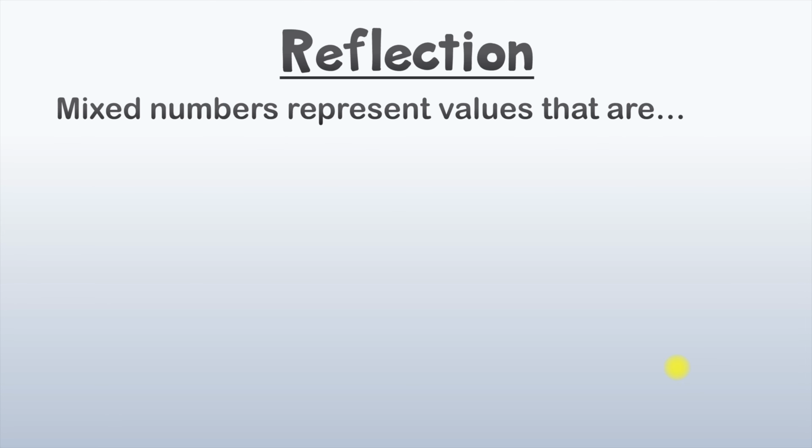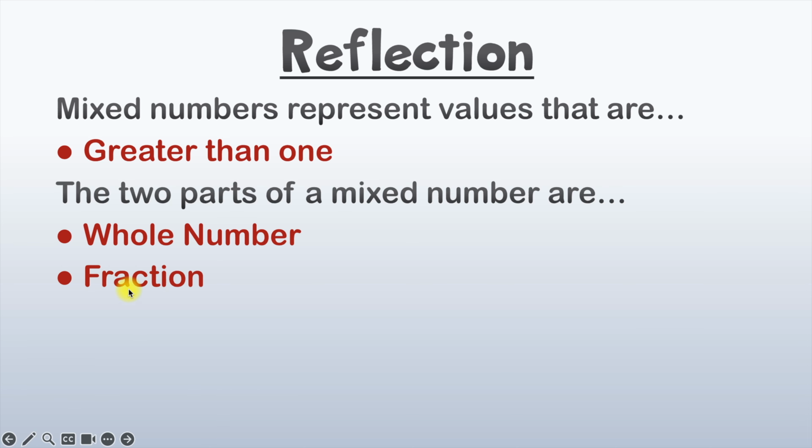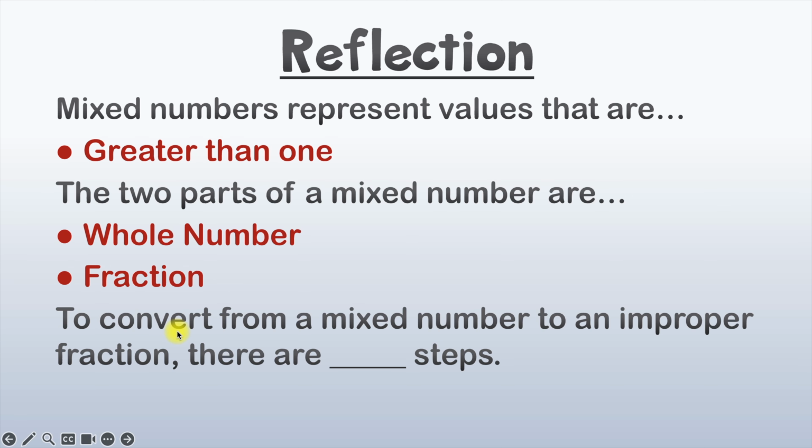So what did we learn today? Mixed numbers represent values that are greater than 1. The 2 parts of a mixed number are the whole number and the fraction. To convert from a mixed number to an improper fraction, there are 3 steps.